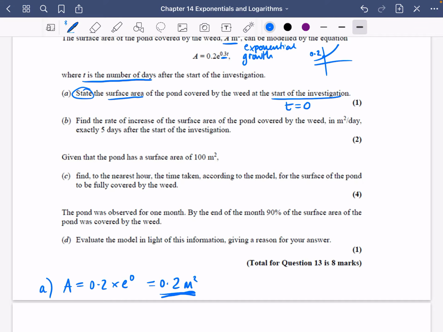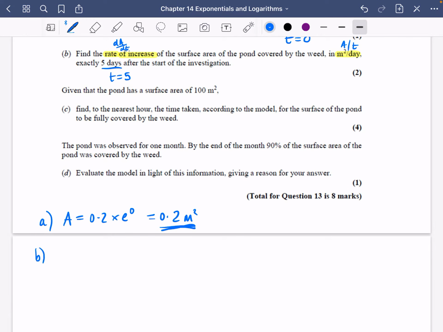Part B, find the rate of increase of the surface area of the pond covered by the weed in meters squared per day exactly 5 days after the start of the investigation. So we're going to say that t is equal to 5. And here is that word we've come across so many times, rate. We want the rate of increase of the surface area of the pond. And there's also this clue here where we've got the area per time. So that's actually asking rate of increase is going to be dA/dt.